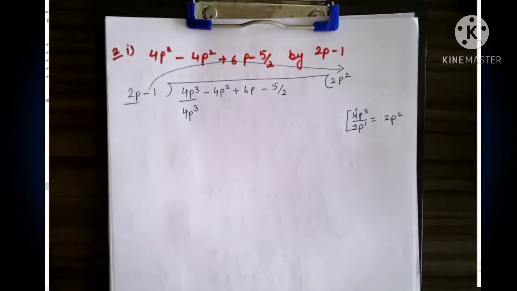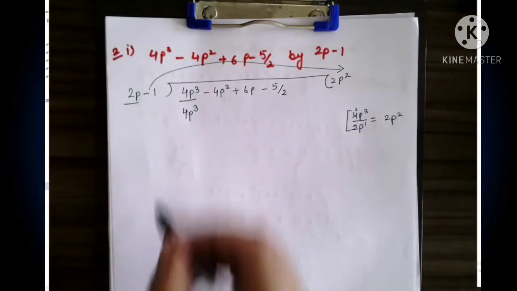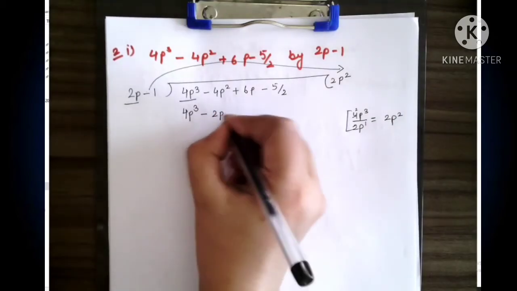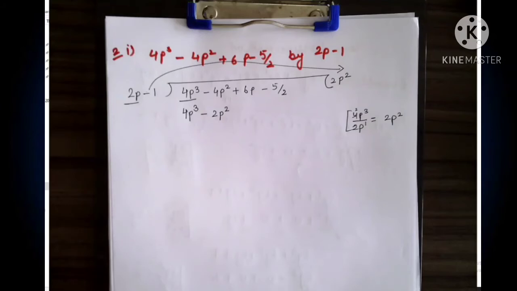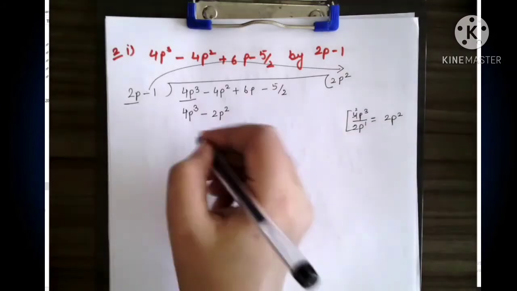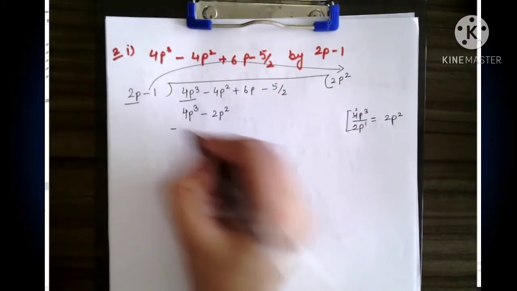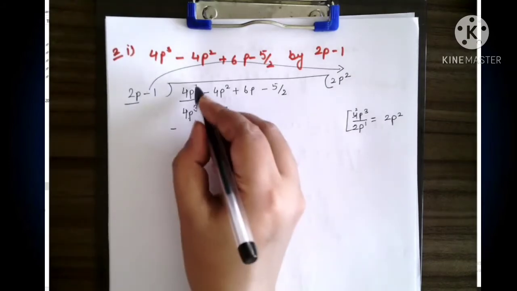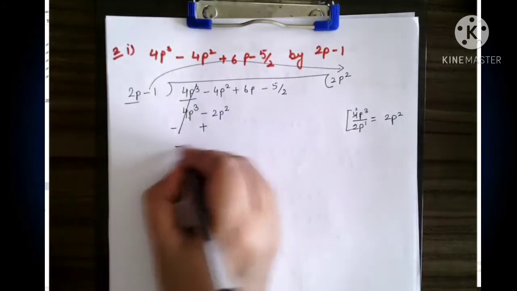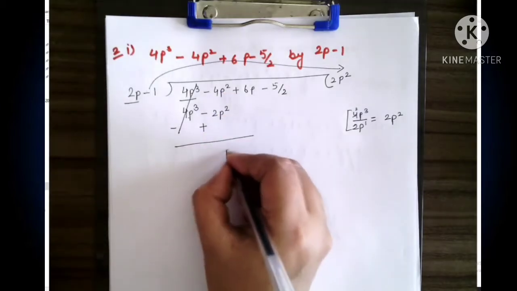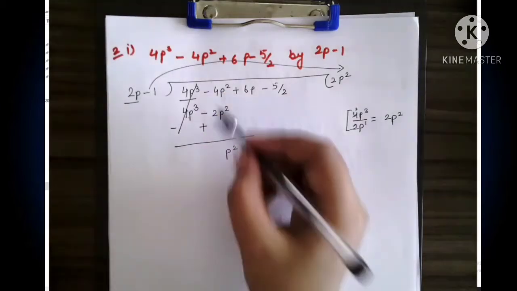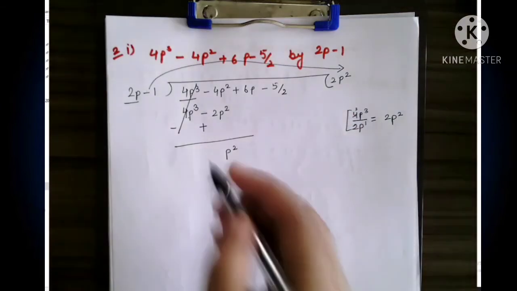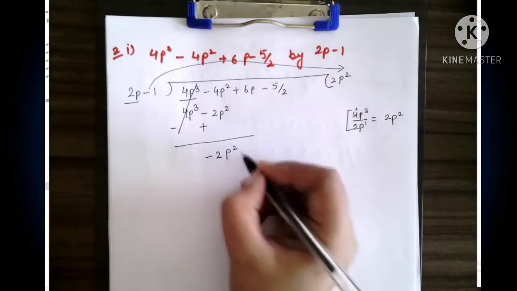Minus 1 multiplied by 2p square, we get minus 2p square. Write it below p square, mind it. Minus 2p square. Now change the sign. Plus becomes minus, minus becomes plus. Both are the same term with opposite sign, so they cancel. Now solving these two, p square will come. Minus 4p plus 2p. Minus 4 plus 2, that is your minus 2p square.